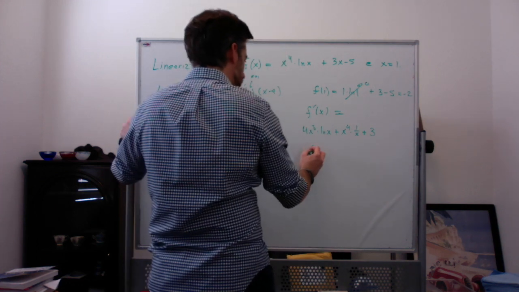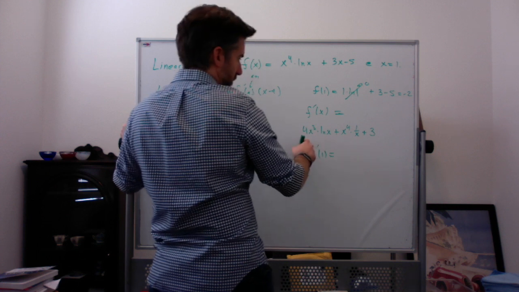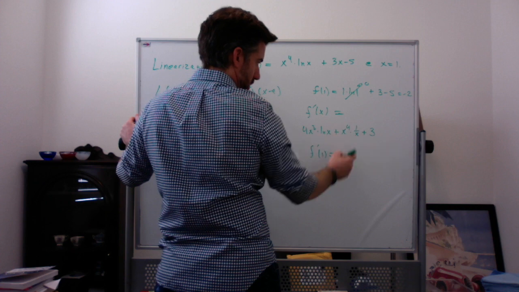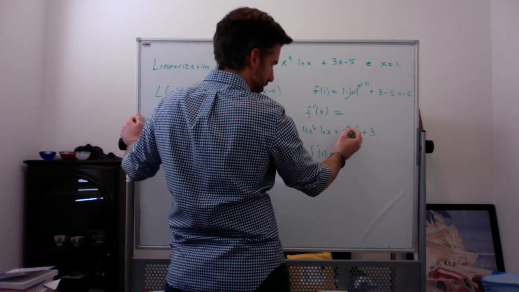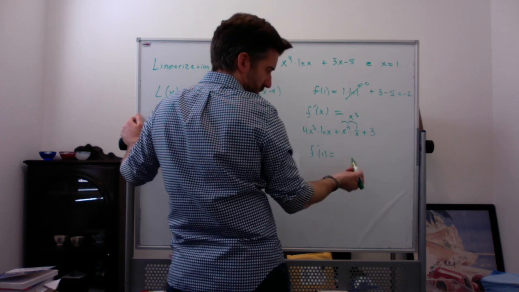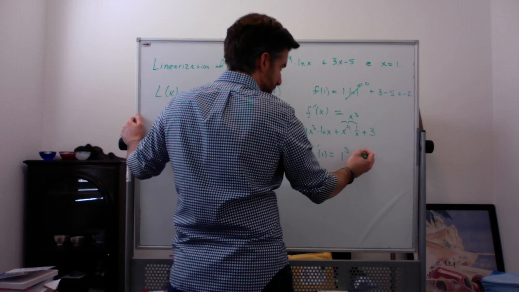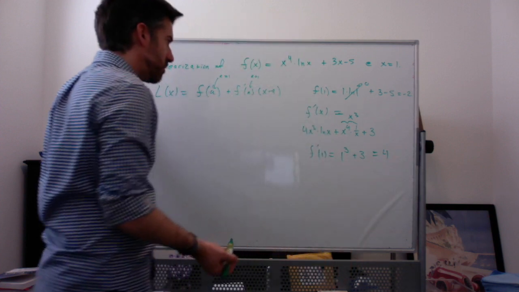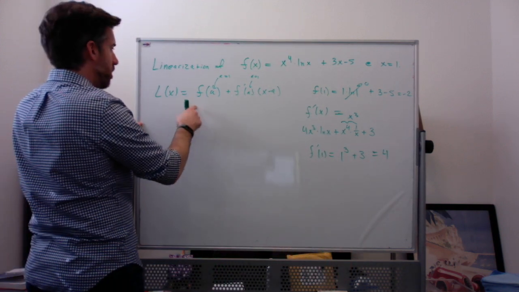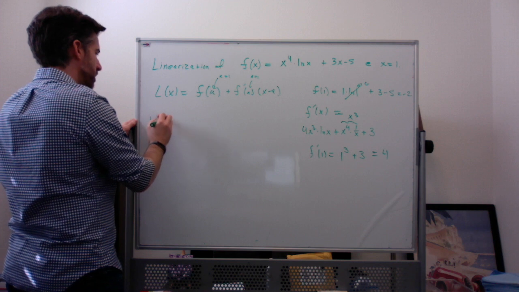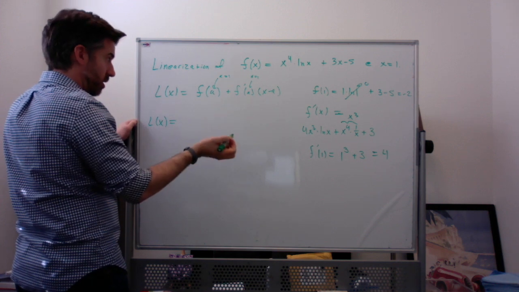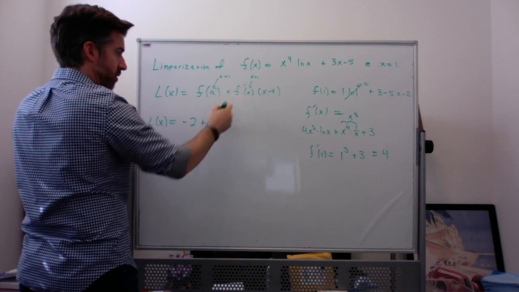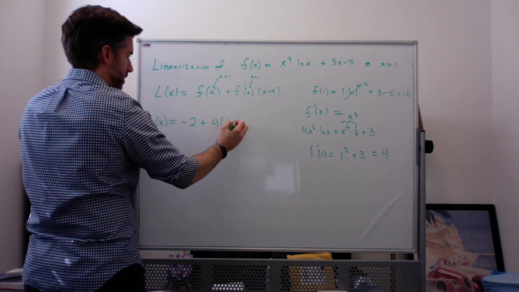And then plugging in 1, f prime of 1 is going to be 4 times natural log of 1, that's 0, plus 1 times 1 over 1. I could simplify this to x cubed, but we're not really being asked to simplify this. So it's 1 cubed plus 3, which is 4. Okay, so my linearization of this function at x equal to 1 is f of 1, which is negative 2, plus f prime of 1, which is 4, times x minus 1.